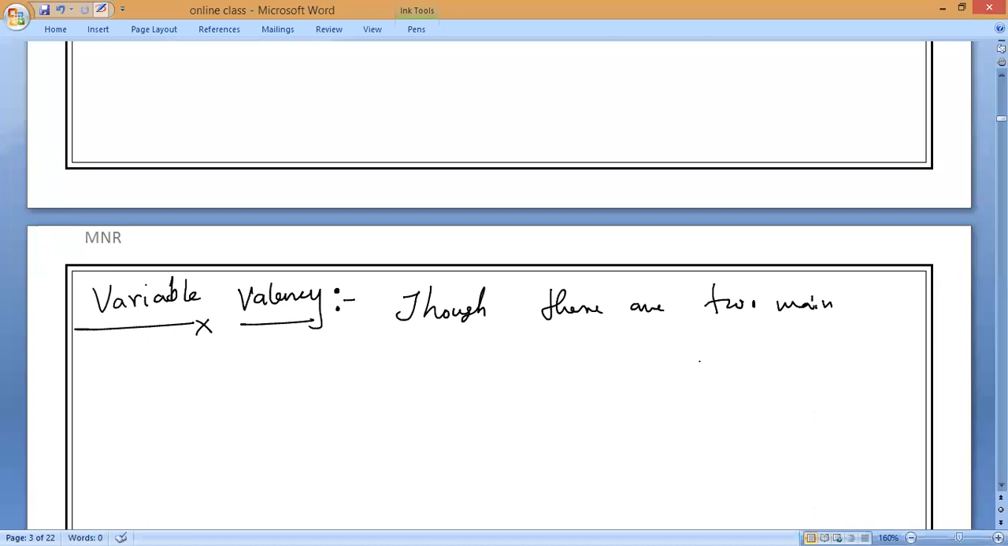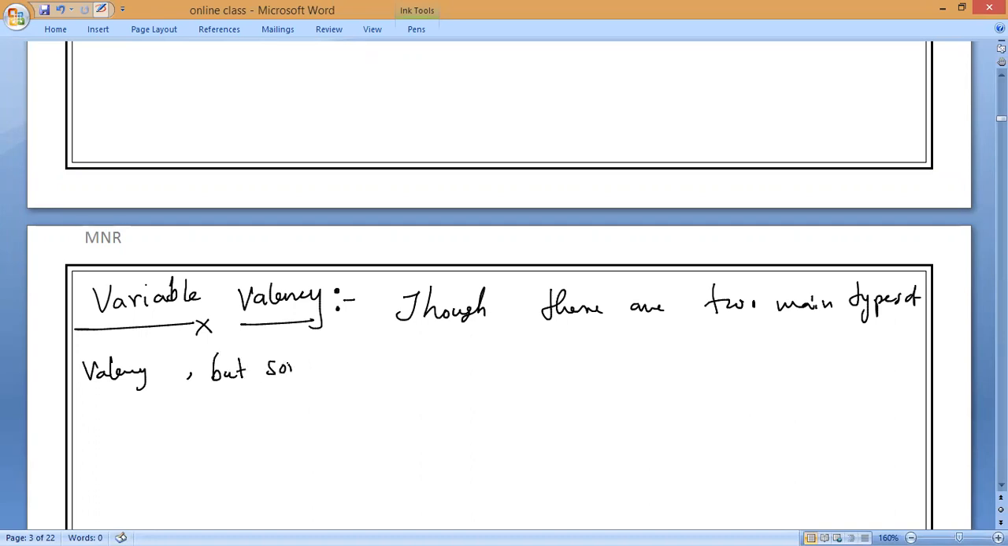Can you hear me, everybody? Yes, sir. Though there are two main types of valency, what are the two main types of valency? Anybody? One is electrovalency, another one is covalent valency.